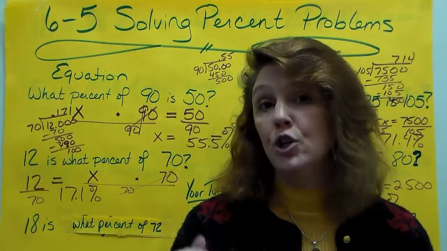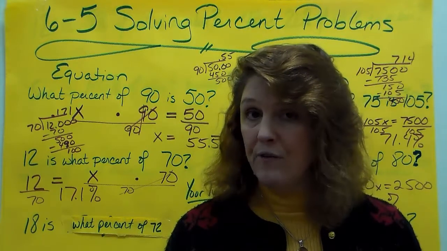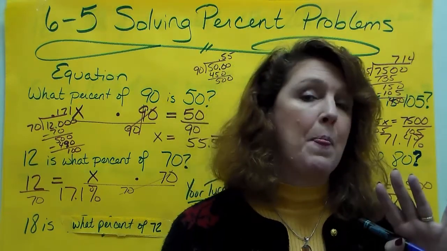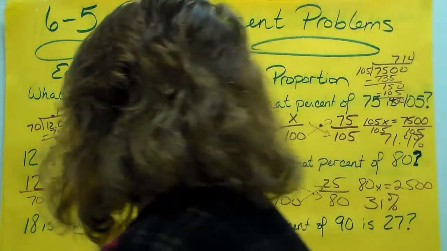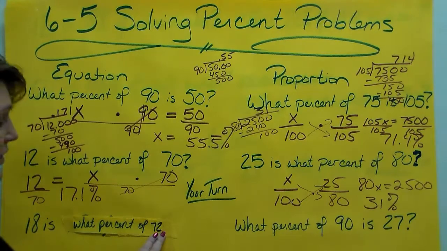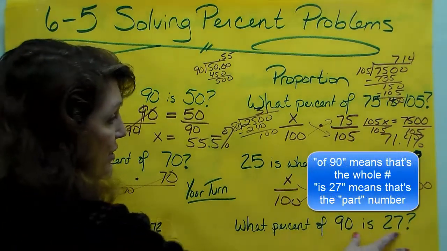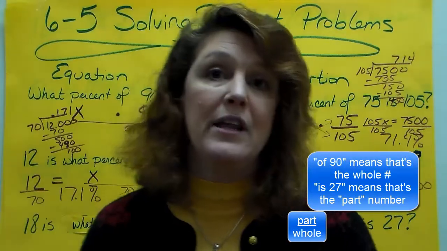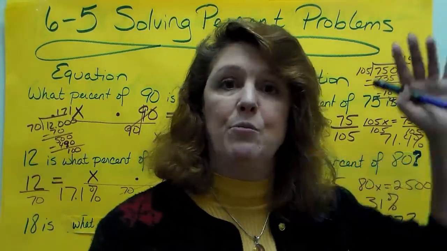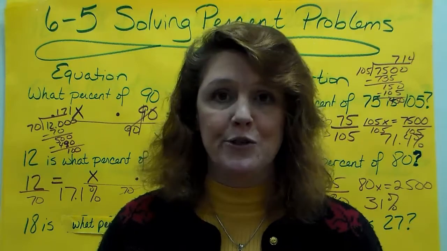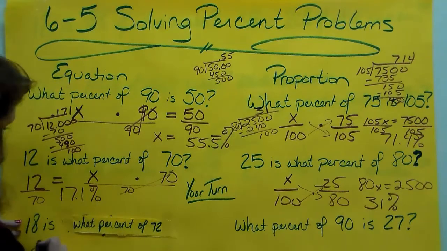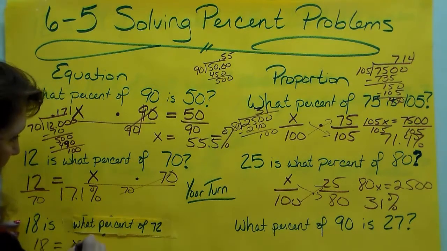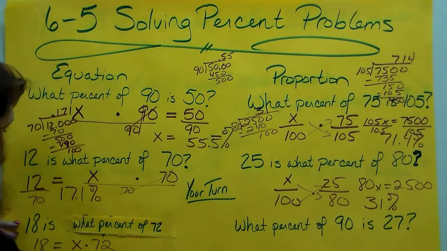Two ways to do it. I need you to learn both ways. You can settle for your favorite part after this test, but I need you to be able to work both for a little while, okay? So, your turn. You're going to try 18 is what percent of 72, and what percent of 90 is 27, and you're going to try this using equation and proportion. Push pause, come back soon. All right. 18 is x times 72, so I'm going to divide each side by 72.